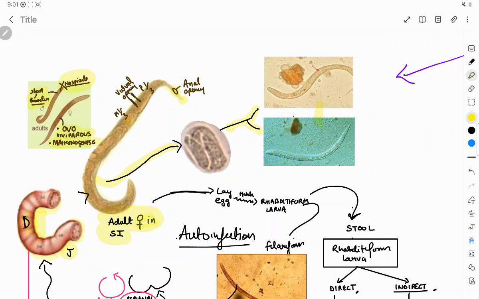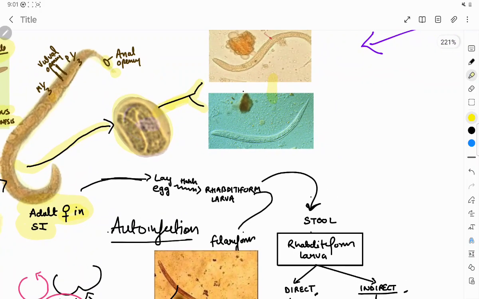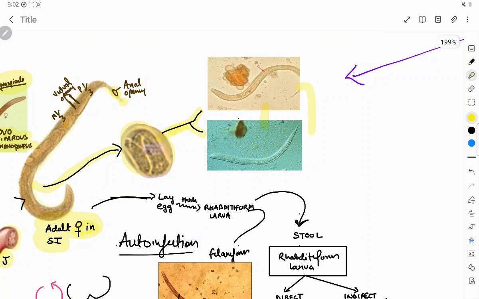Now we know that the adult female is going to lay eggs. These eggs will very rapidly hatch into the larva, meaning they lay larva within. They quickly hatch into the larva, and these two are really special images from our examination point of view of rhabditiform larva, which are asked again and again. These two images are of stool where we see rhabditiform larva and some fecal matter.